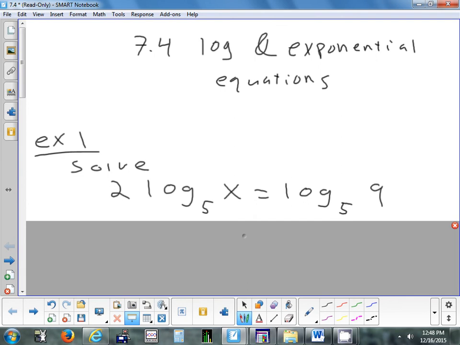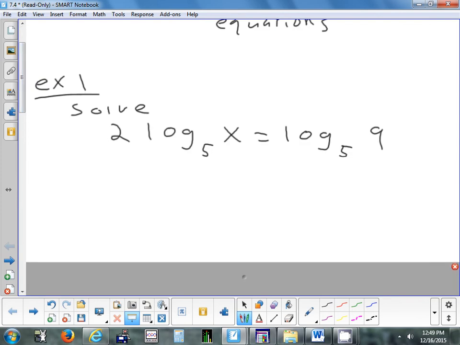So the properties we know: we can change from exponential form to log form, or the other way. We can take logarithms and combine them, we did that yesterday, or we could separate them, but usually combining is the way we're going to do it today. And we can use the calculator if we need to.